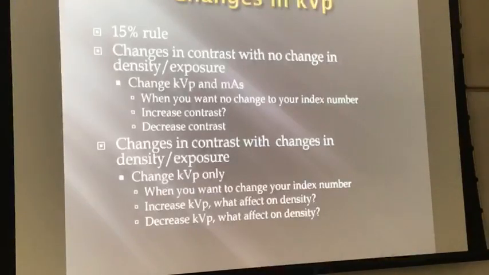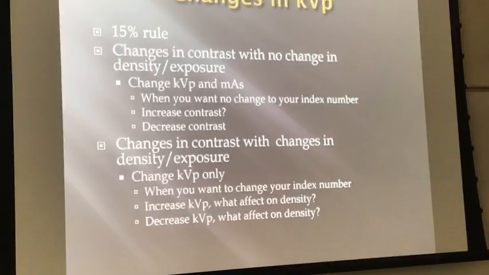So we'll change kVp only when we want to change contrast and we want to change the exposure index number. The index numbers on different machines go in different directions. Most of them, as the exposure goes up, the index number goes down. Some of them, as the exposure goes up, the index number goes up, which is logical. But most of them go in the opposite direction.